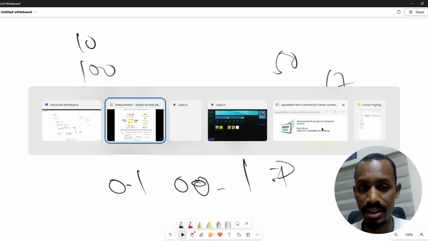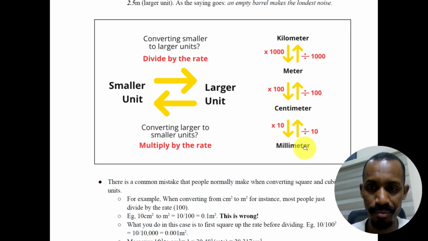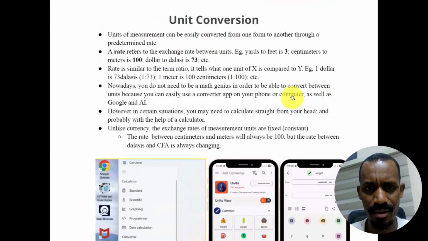Unlike the metric system, the imperial system does not have something like this. You see, from millimeter to centimeter, the rate is 10. From centimeter to meter, the rate is 100. From meter to kilometer, the rate is 1000. I think I made it here.